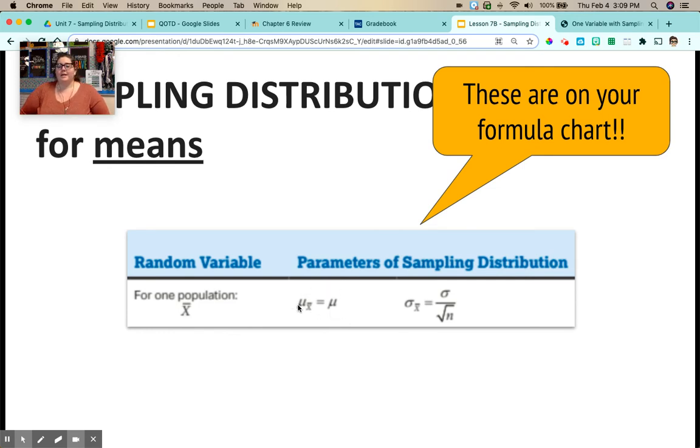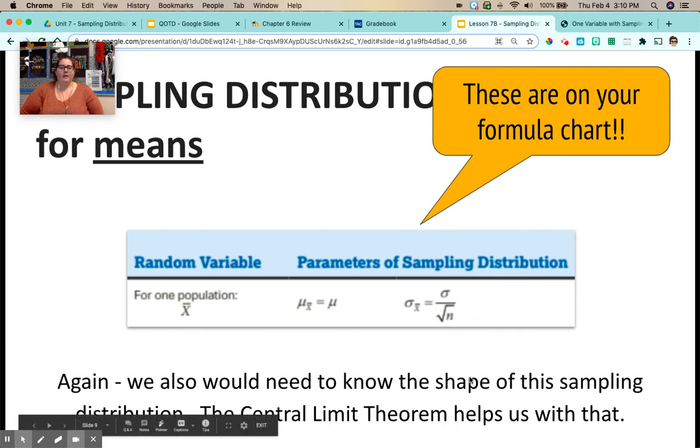This first one for mean, it says mu x bar equals mu. So the mean of the sample means is equal to the population mean. The mean of the means is the mean. It's basically what it says. So in other words, the mean of that population distribution pretty much stays the same as we move into sampling distributions. Our standard deviation formula basically says to get the standard deviation of the sampling distribution, take your original population standard deviation, that's what sigma is, and divide it by square root of n.